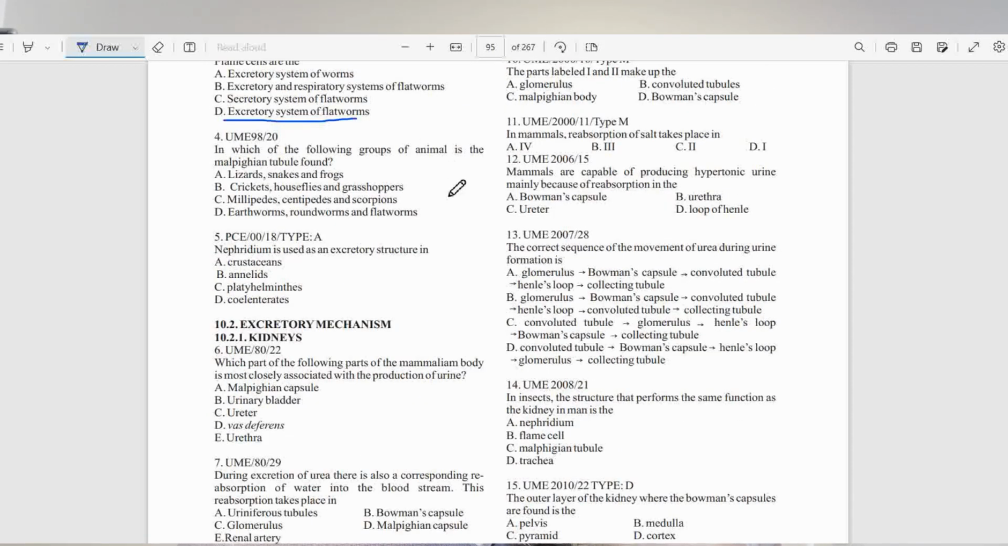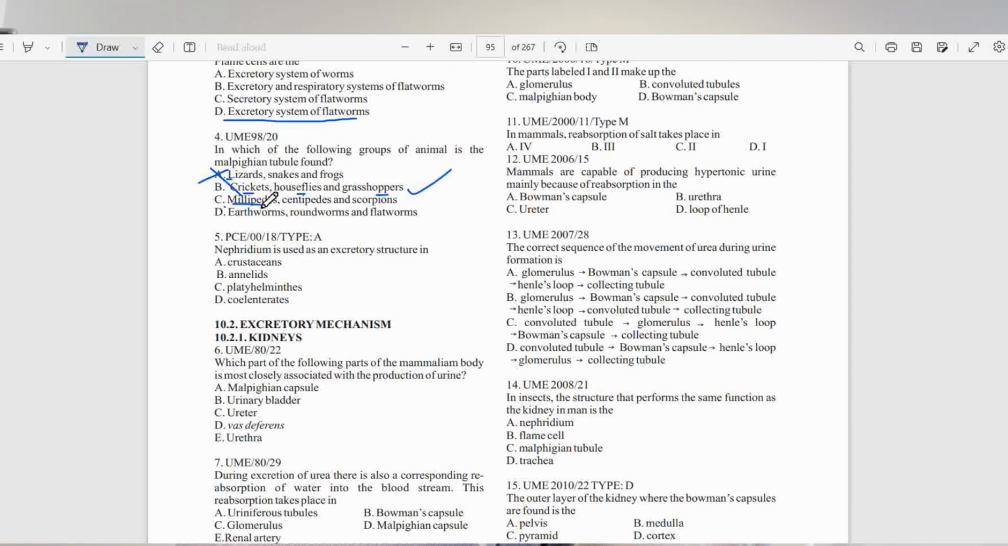Another question: which of the following groups of animals is the Malpighian tubule found in? Very good. So we are looking at insects. You just find which of the options has insects throughout. If you have option A, you have a lizard, that cancels out the option. Option B, you have cricket, houseflies, grasshopper. All these are insects. This will be the right answer.